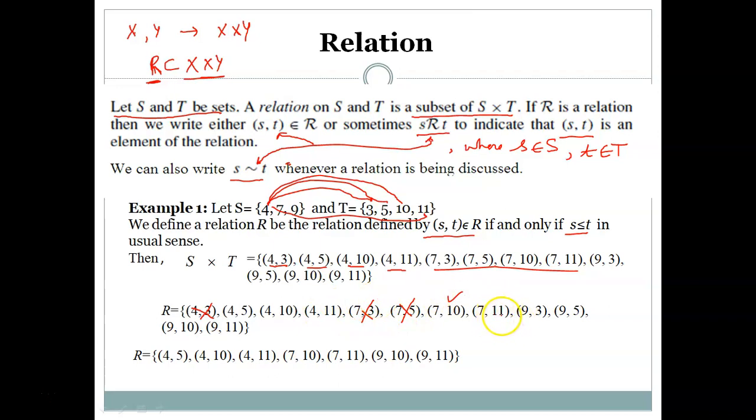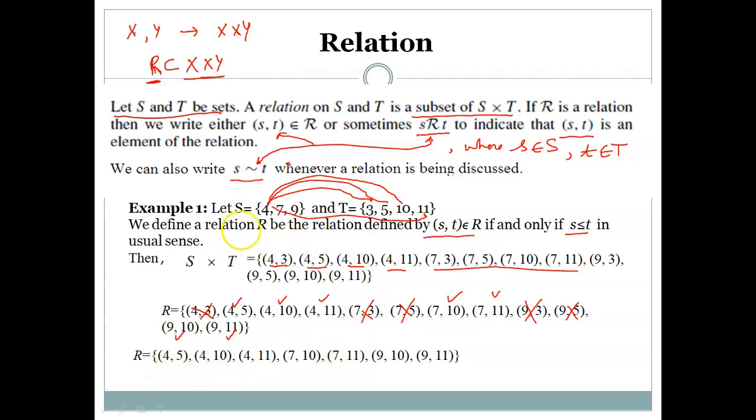7 is less than 11, so this will be there. 9 is not less than or equal to 3, so it will be crossed. 9 is not less than or equal to 5, so it will be crossed. Similarly here, 9 is less than 10, so definitely it will be a part of the relation. 9 is less than 11, so this will be part of the relation. So the pairs marked, like tick marked by me, will be present in the relation R. So I can write here (4,5), (4,10).